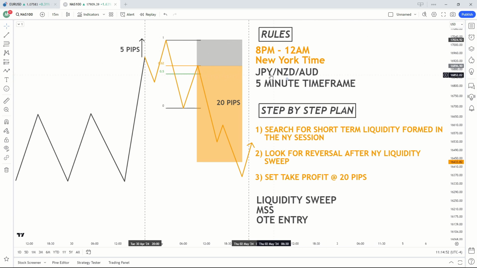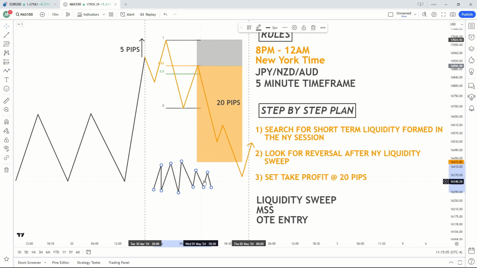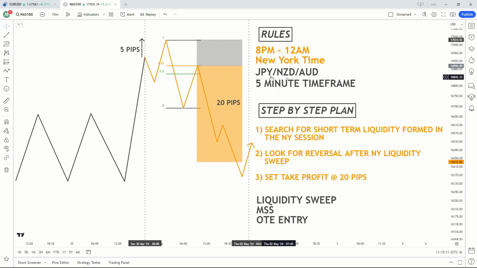So the pairs we are going to trade are JPY, NZD and AUD pairs. We are not trading any dollar correlated pairs, as dollar pairs usually are consolidating during this time. There's not much volatility in the market. However, for JPY, NZD, AUD, if you go look on your charts, they are active during this time. So the strategy will work on any of these pairs. Now, we are going to stick to the 5-minute time frame. Moving on to our step-by-step plan.